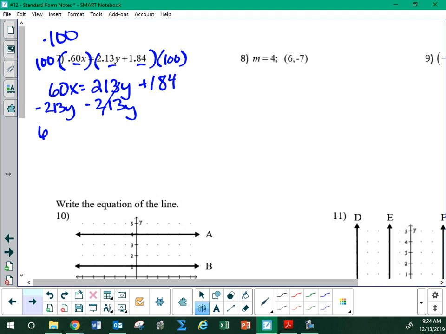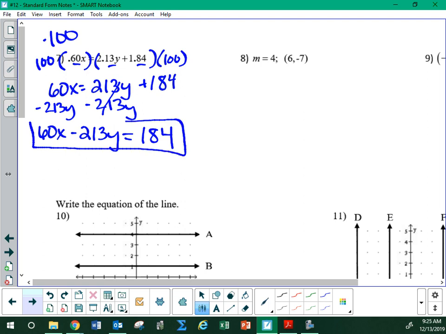So I have 60x minus 213y equals 184. Just double check: x, y equals constant. My x is positive. So I'm done. Oh, what if it has ordered pairs? Great question. It's like you're looking at what's next. Alright, do you have any questions on number 7?